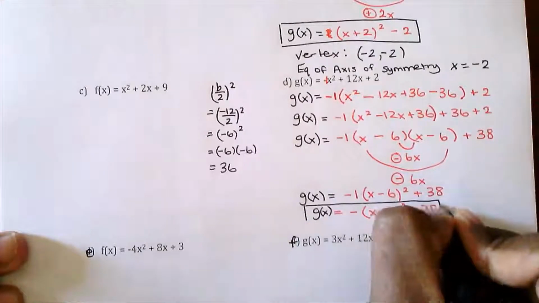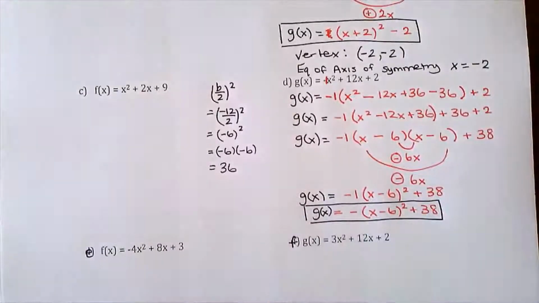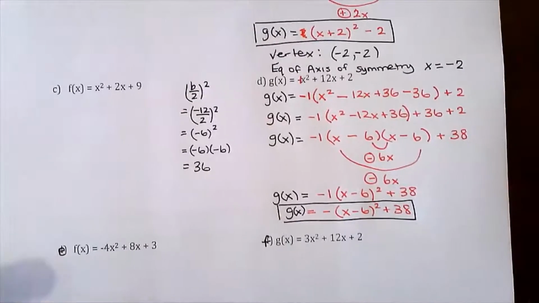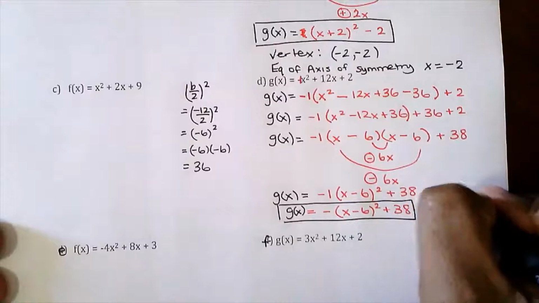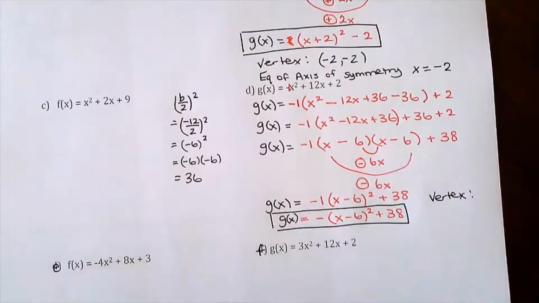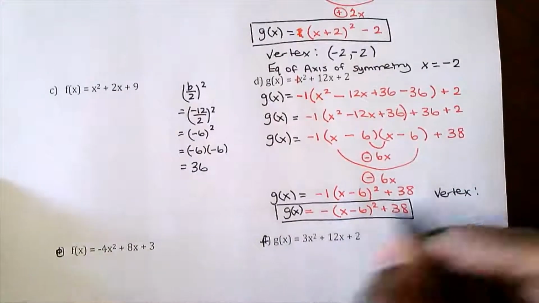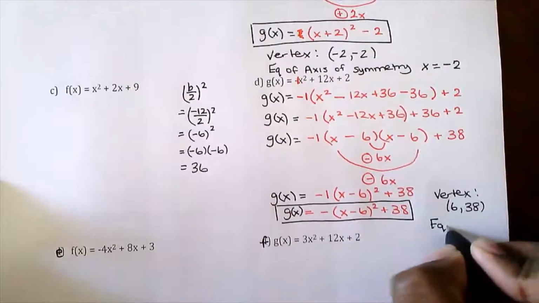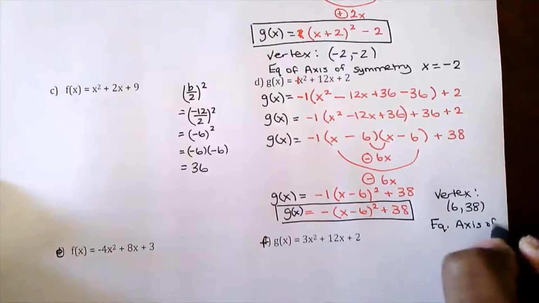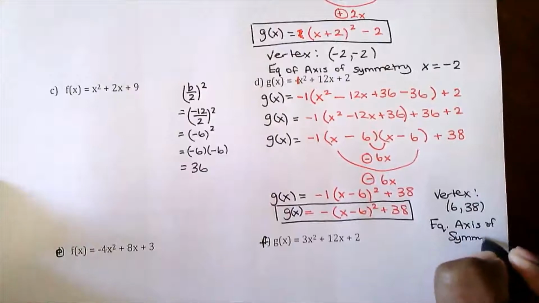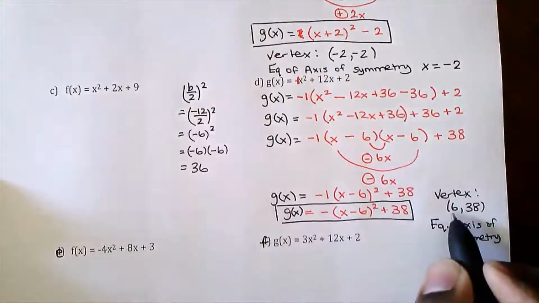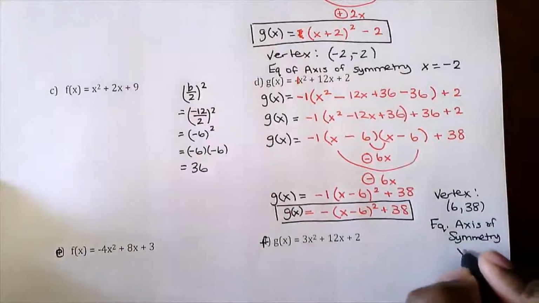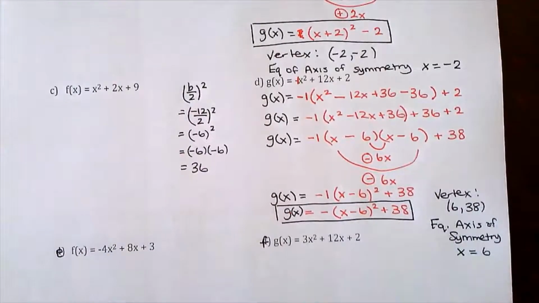So you have to leave the negative in there because that's relevant, but we usually don't write in the actual number 1. So again, we can answer the related questions. There's the question of what the vertex is. So if I take a look at the vertex, it's, again, the opposite of this. So 6, 38. And the equation for the axis of symmetry is, remember, just the x-coordinate of the vertex, so x is equal to 6.